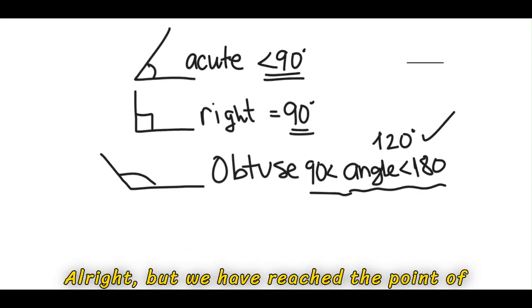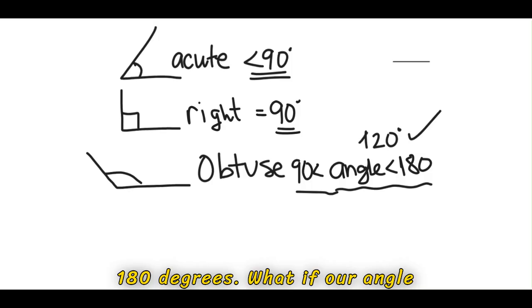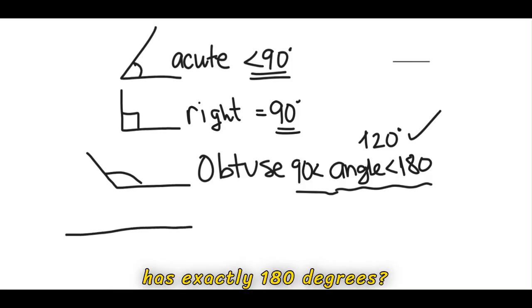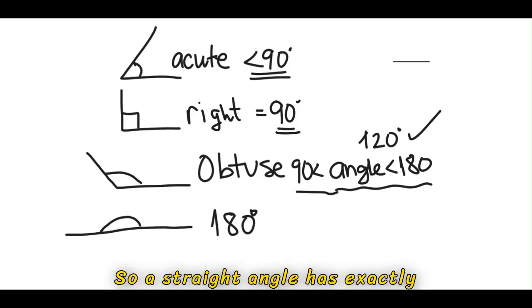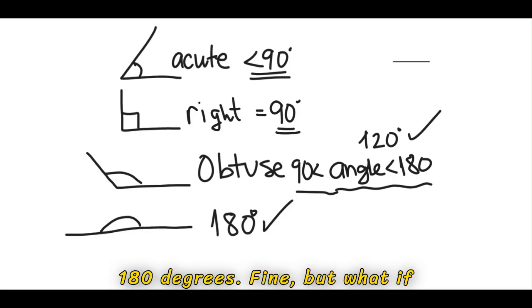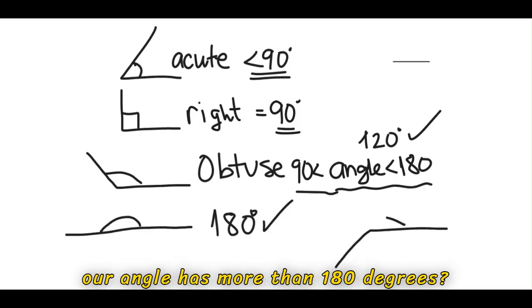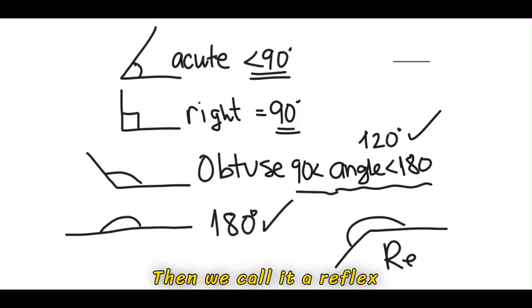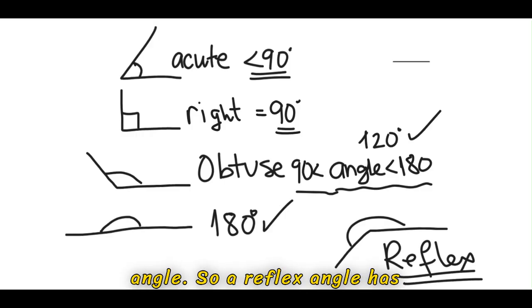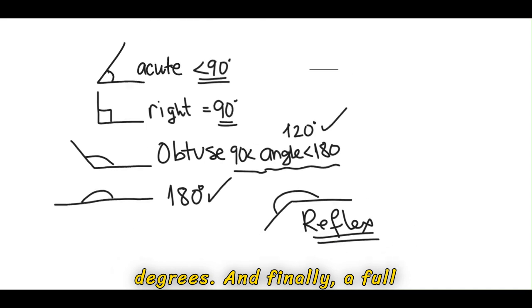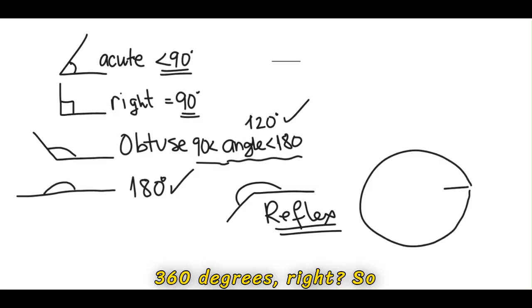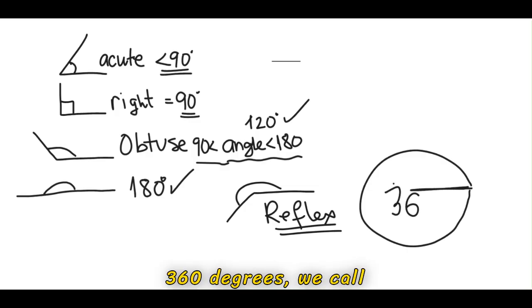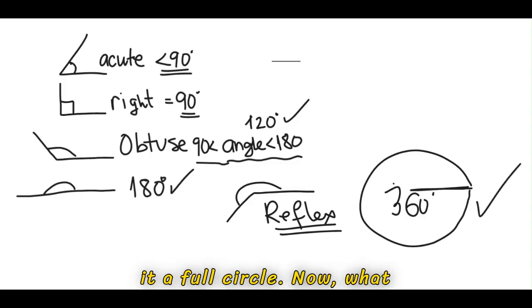Alright, but we have reached the point of 180 degrees. What if our angle has exactly 180 degrees? Then we call it a straight angle. So a straight angle has exactly 180 degrees. Fine, but what if our angle has more than 180 degrees? Then we call it a reflex angle. So a reflex angle has more than 180 degrees. And finally, a full circle would be an angle that has 360 degrees.